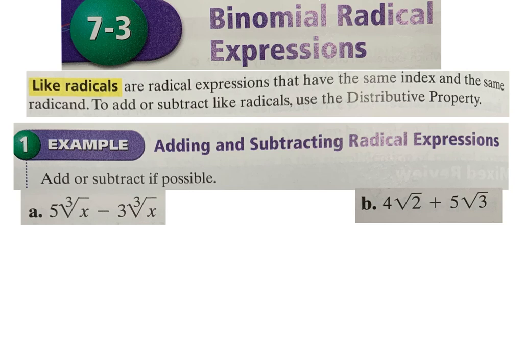The term like radicals is exactly what you're going to think of when you think of like terms with variables, all right? Radical expressions have the same index and the same radicand. Remember, the radicand's the guy on the inside, the index is the little tiny number on the outside. Think about variables: they had to be the same variable with the same exponent to be considered like. So for radicals, it has to be the same index, and the guy on the inside has to be the same.